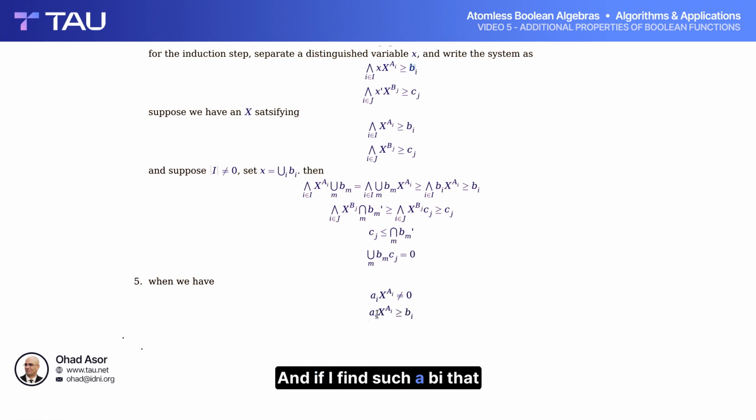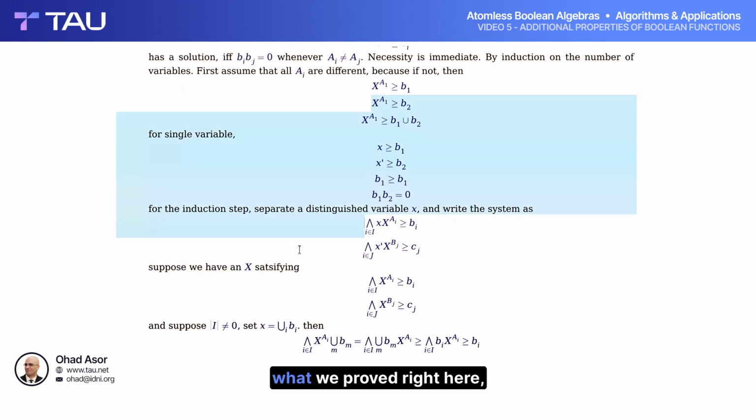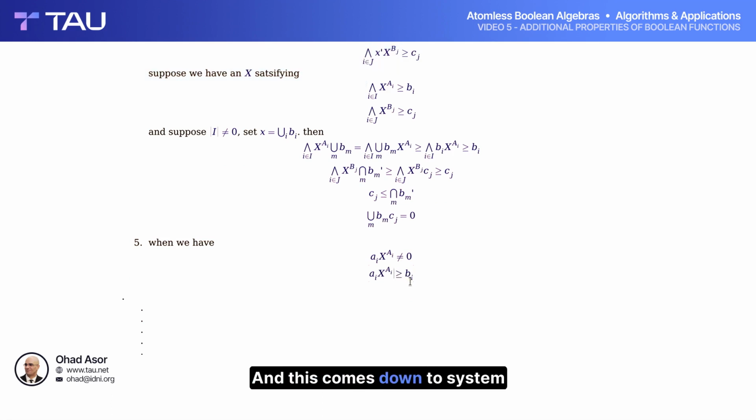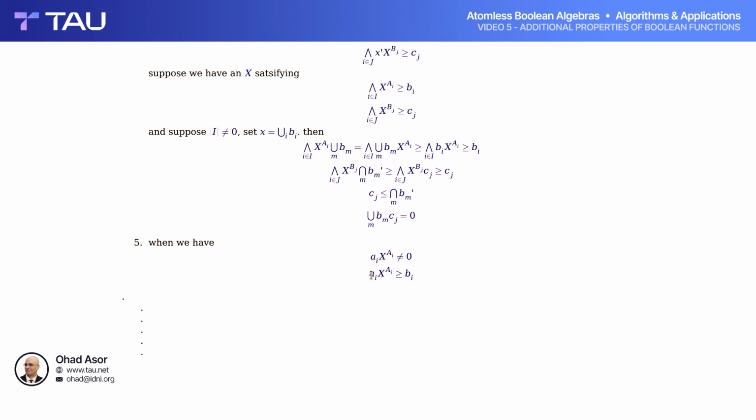And if I find such a B_i that I can choose from here, then the above lemma, what we proved right here, guarantees that there is a solution. And this comes down to system of distinct representatives, just the Hall marriage theorem. If I can choose for each i a subset of this set, such that this subset is disjoint for different i's, then because of the lemma, I have a solution for this, and this is not always guaranteed.